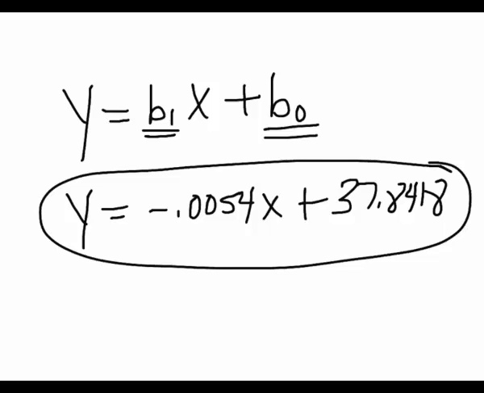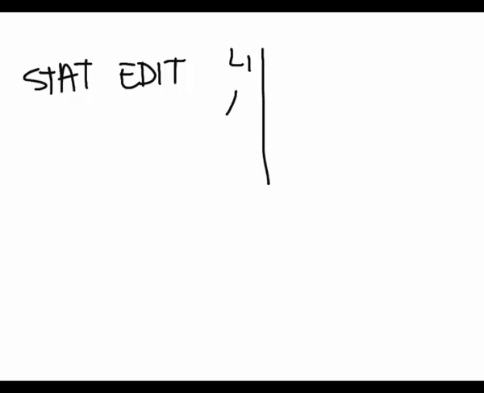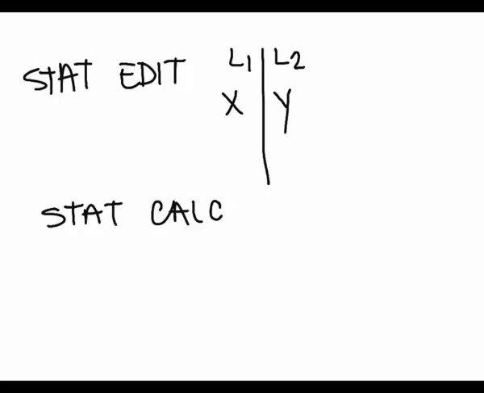Okay, now, if you have a TI-83/84 calculator, all you have to do is go to Stat, Edit. In List 1, you're going to put all your X values. In List 2, you're going to list all your Y values. Then hit Stat, Calc, hit number 4 for linear regression.